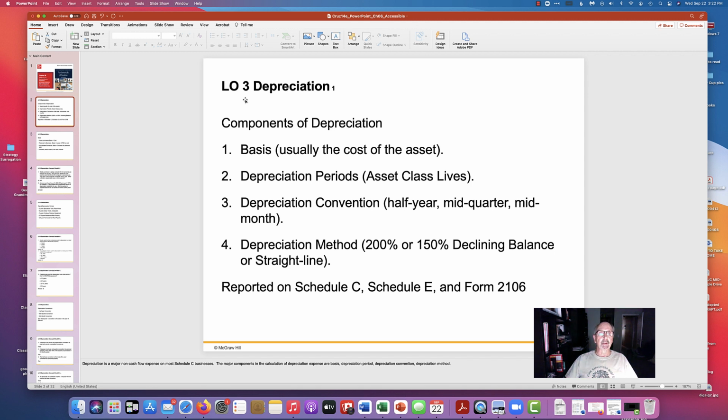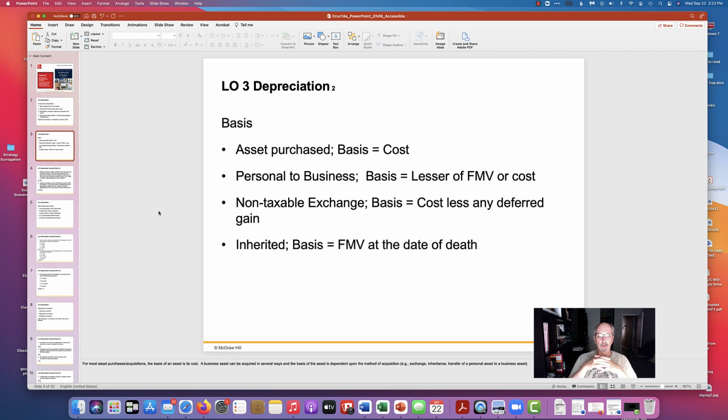Now we're going to take up learning objective number 3, depreciation. There are 4 components of depreciation: basis, which is typically the cost of the asset; depreciation periods, and in this case, it's MACRS asset class lives that the government provides; depreciation convention, half-year, mid-quarter, mid-month; and finally, depreciation method, 200% or 150% declining balance, which switches to straight line when the straight line depreciation is more than the 200% or 150%.